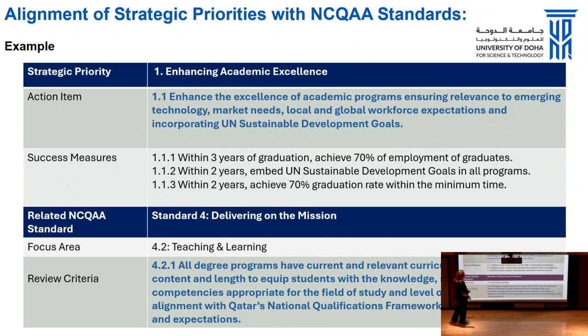we are evaluating the relevant curricula, that it's adequate in content and length to help the students gain the knowledge, skills, and competencies that they're required to have. And then, of course, enhancing our academic excellence also talks about excellence of academic programs, ensuring relevance to emerging technology market needs, local and global workforce expectations. So there is alignment when we are responding to review criteria. We reference our strategic plan because we are actually aligned with what their expectations are from the NCQA.